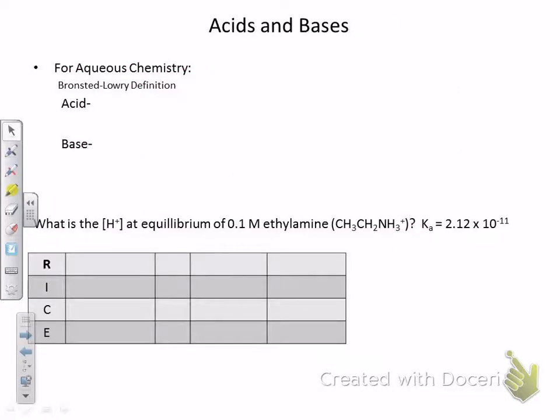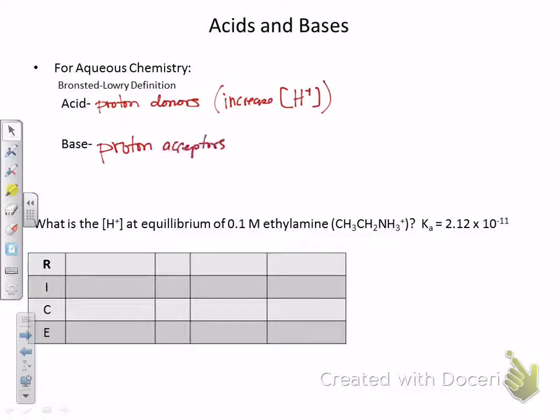So let's take a look here quickly at acids and bases. Now, I briefly introduced acid and base equilibrium expressions, but I do want to just remind you that in this particular class, we're going to be dealing with the Bronsted-Lowry definition of acids and bases rather than the Lewis definition. So we understand acids to be proton donors, and we understand bases to be proton acceptors.